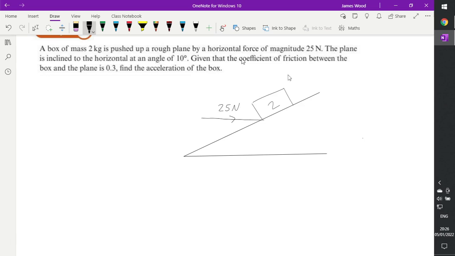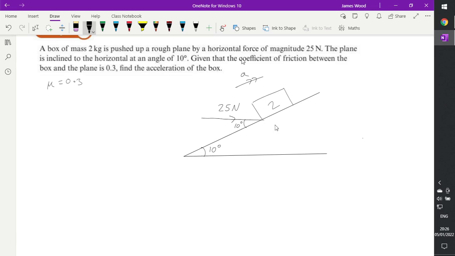The plane is inclined to the horizontal at an angle of 10 degrees. So that also means that that angle there must be 10 degrees, because it's an alternate angle. Given that the coefficient of friction is 0.3, find the acceleration of the box. Now it says it's pushed up the plane, so we can assume that it is actually going up the plane.